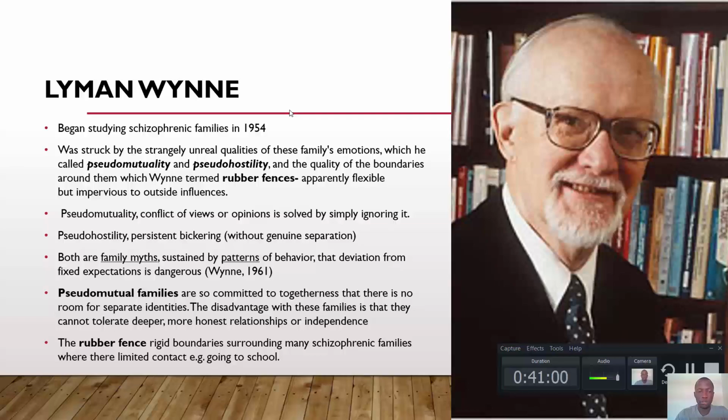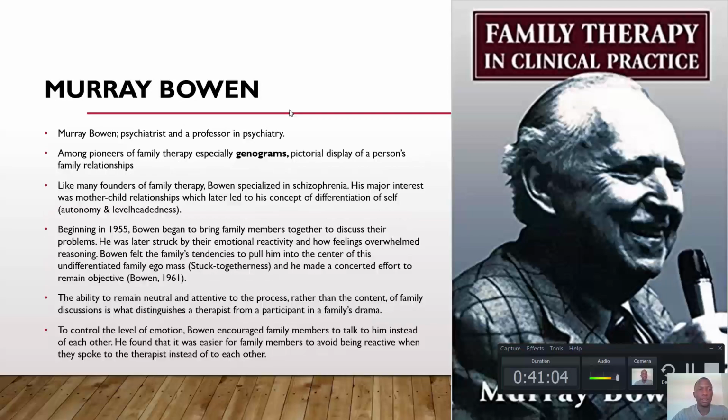So Murray Bowen was also there. Big guy. I love this one. I love all the founding fathers, but Bowen was always my favorite when I was in graduate school because of the genograms. And we'll talk more about genograms in our next module. I'll talk briefly about them now. Bowen was a psychiatrist and a professor in psychiatry. Among pioneers of family therapy, he started an intervention called genograms, which is a pictorial display of a person's family relationships. Some of you might be familiar with family trees. Genograms are more than family trees in the sense that they show your lineage, your generation, but also the relationship lines between the people in your generation.